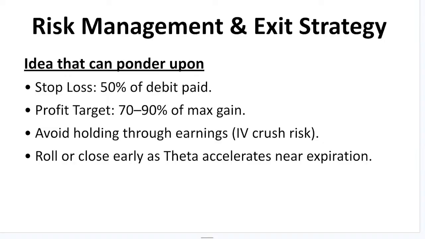Profit target: 70% to 90% of maximum gain. You cannot get the full one. Just like I mentioned, your R to R has to be realigned according to that, because you can only get 100% upon expiration. So 70% to 90%, okay, I think is enough. Let's move on to the next trade.